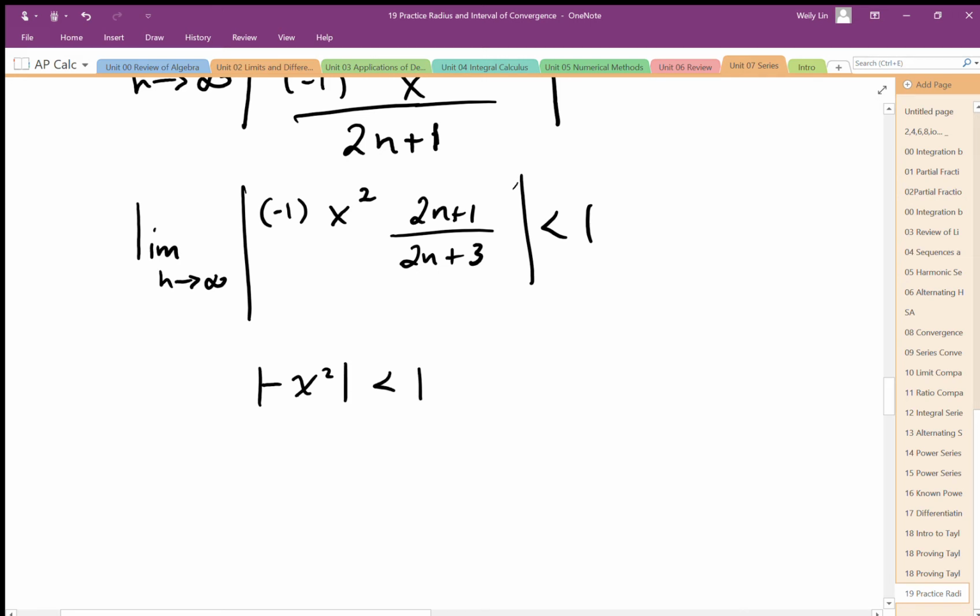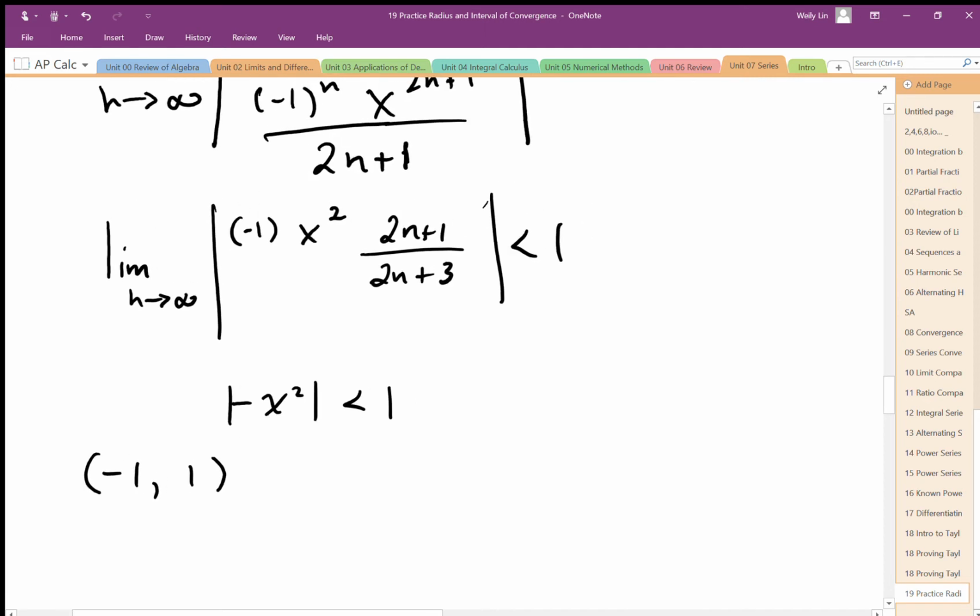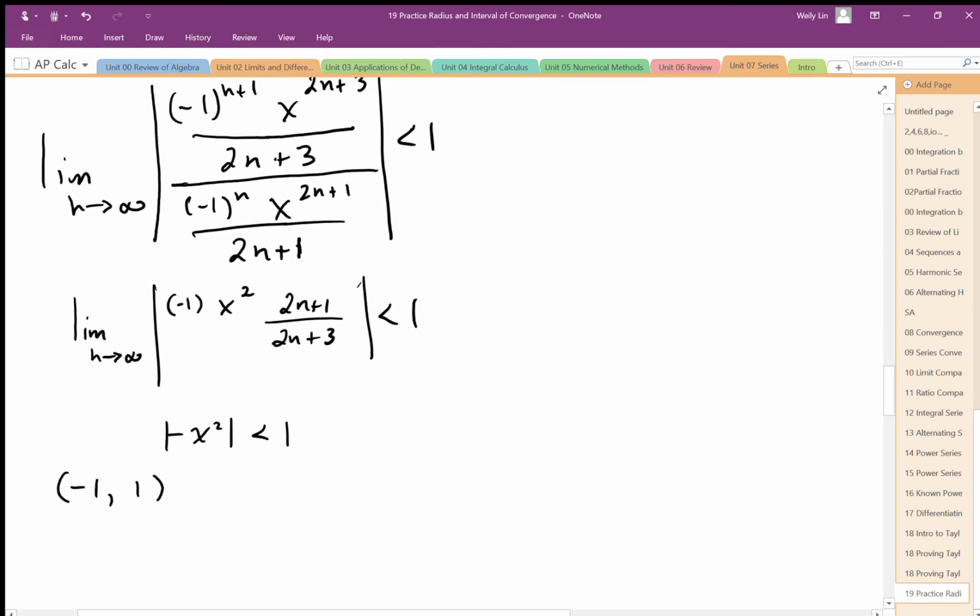Okay, so this one has a center at 0, and we can kind of see that since it's equal to 1, when we square root both sides, the radius is still going to be 1. So our interval is -1 to 1. Okay, then comes our test. We need to test that interval.